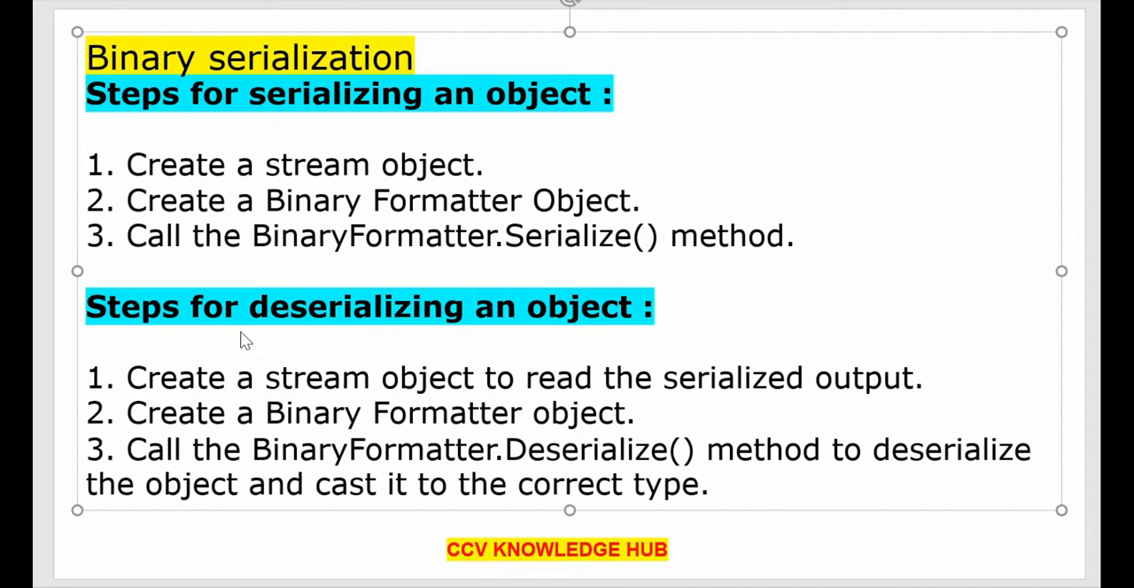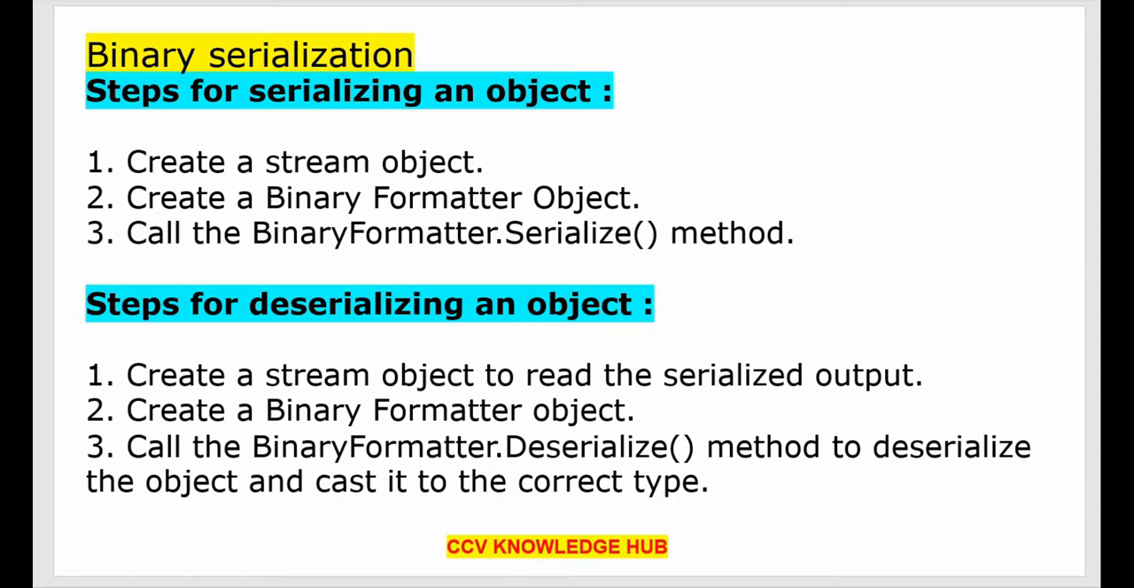And if you want to deserialize the object, these are the steps. Create a stream object to read the serialized output, and create a BinaryFormatter object. Call the BinaryFormatter.Deserialize method to deserialize the object, and cast it to the correct type. So let's see one practical example for this binary serialization. After that, we will go to the next slide, XML serialization.